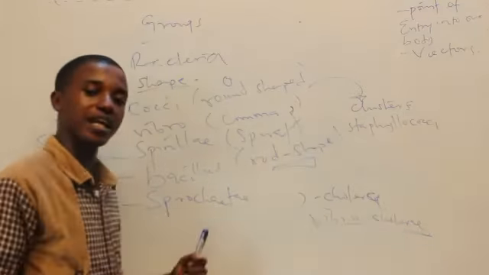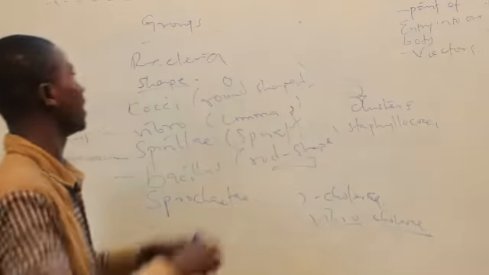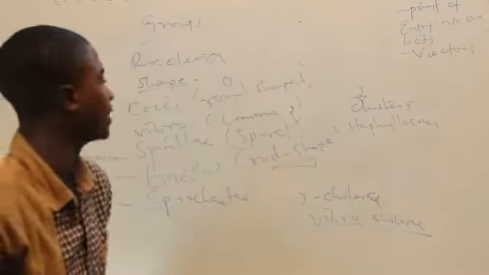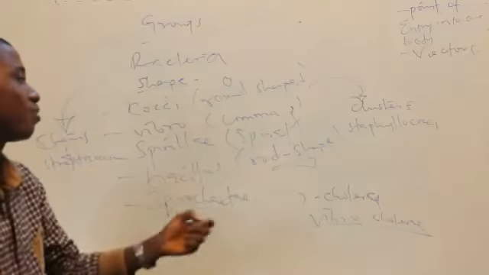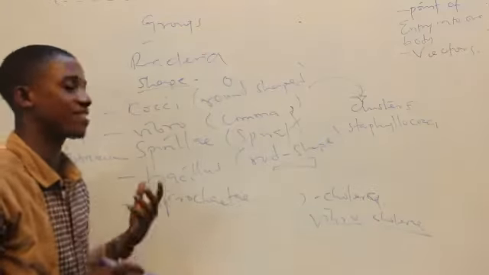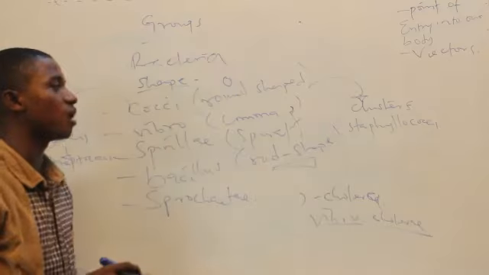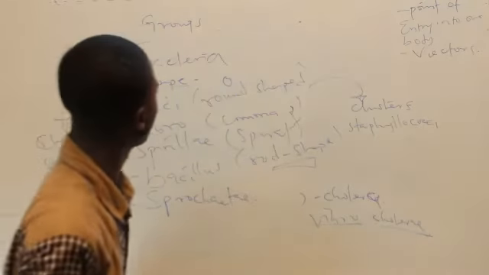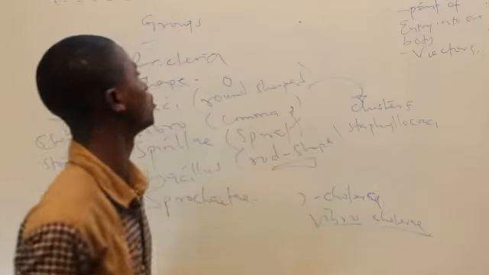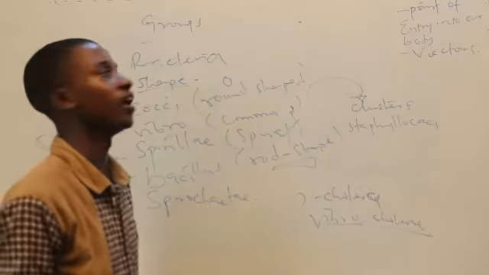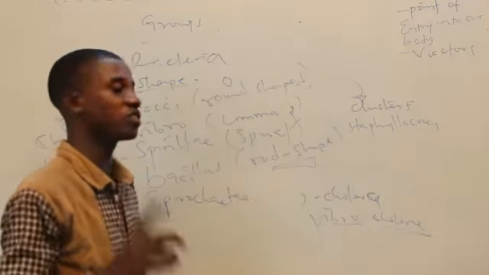We have aerobic bacteria, anaerobic bacteria, and facultative bacteria. Now, when you look at the shape, we've got the cocci, the round shape. We've got the vibro, which is comma. We have spirille, which is spiral. We've got bacillus, which is rod shape. And lastly, we have spirochete. So quickly, we'll move now to the third group of microorganisms that cause disease around us.